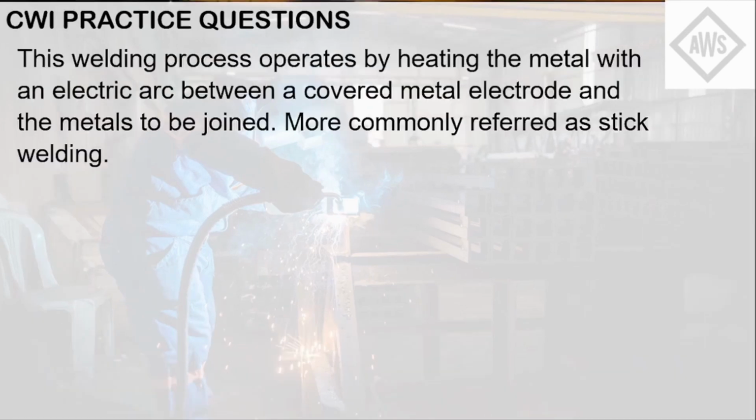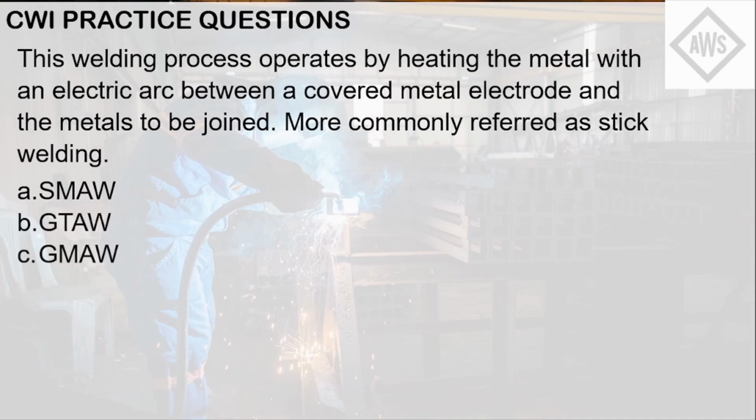For the first question, this welding process operates by heating the metal with an electric arc between a covered metal electrode and the metals to be joined, more commonly referred to as stick welding. Letter A, SMAW. Letter B, GTAW. Letter C, GMAW. Letter D, SAW.